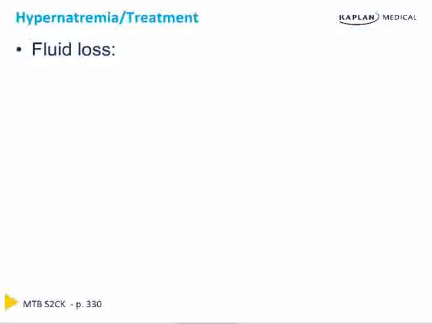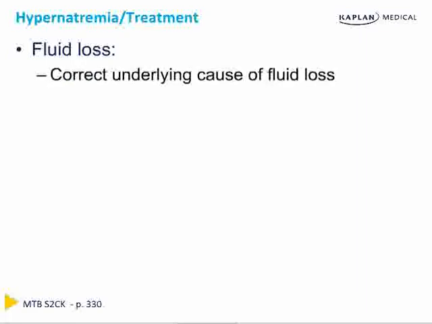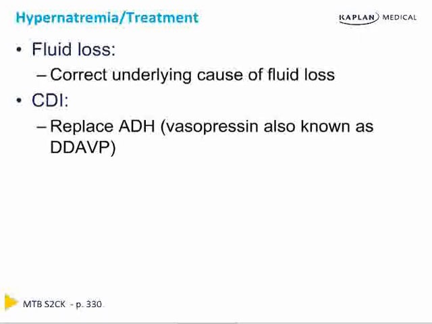Treatment of hypernatremia depends on the etiology. If you suspect fluid loss based on the history given in the clinical vignette, you have to correct the underlying imbalance. If the history and diagnostic testing describes central diabetes insipidus, the treatment is to replace the deficient antidiuretic hormone. Replacement comes in the form of vasopressin, which is also known as DDAVP.